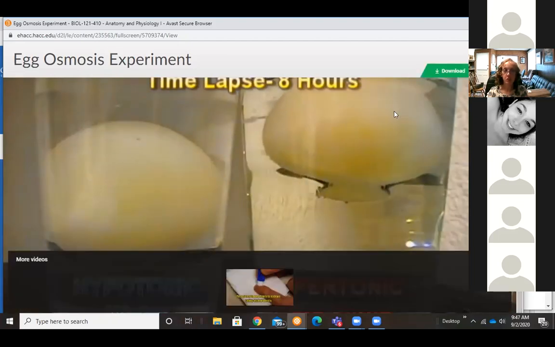So if you look at what's going on with this egg that they just put in the sugar, that's what would go on in your cells if you drink a bunch of seawater. The cells are slowly going to shrink. And remember how structure is very much related to function. If you change the structure of the cells by shrinking them, they're not going to be as functional.